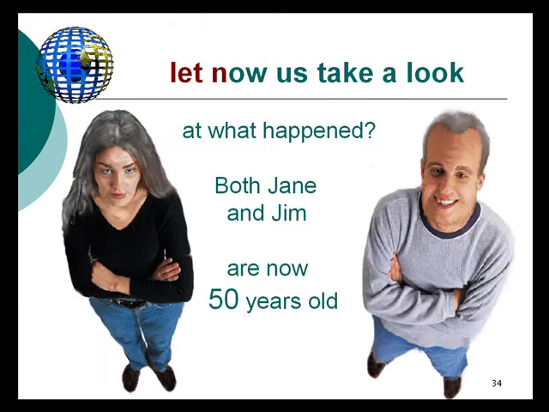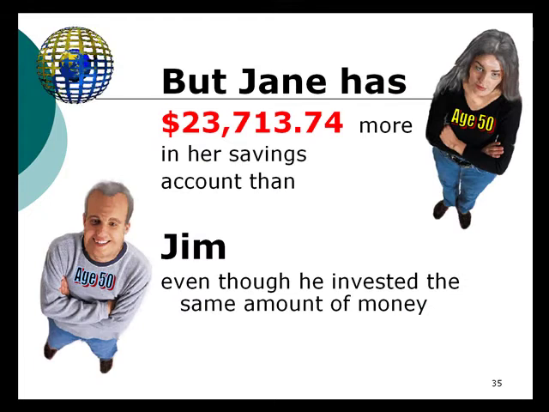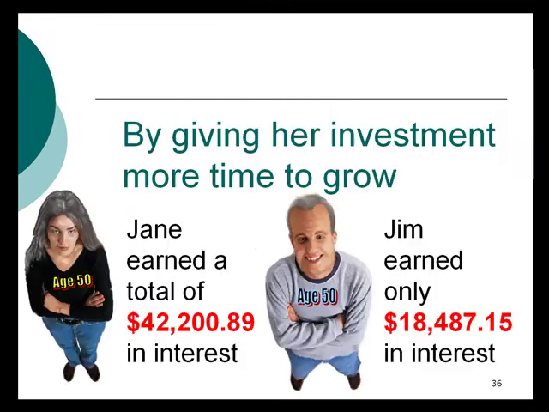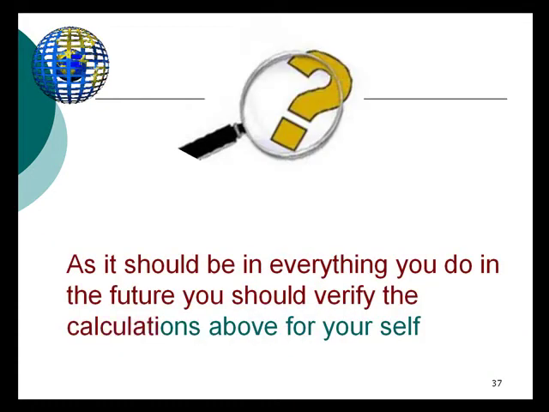Now, let's take a look at what happened. Both Jane and Jim are 50 years old. But Jane has $23,713.74 more in her savings account than Jim, even though he invested the same amount of money. By giving her investment more time to grow, Jane earned a total of $42,200.89 in interest, and Jim earned only $18,487.15.